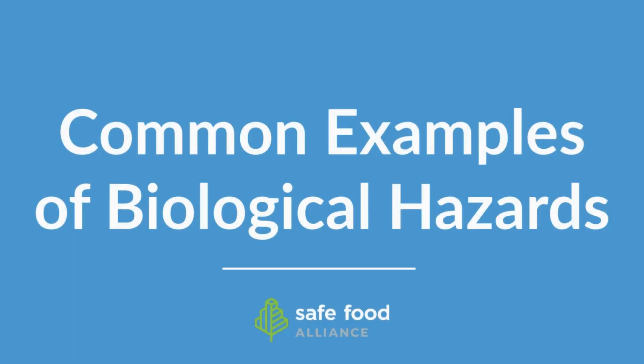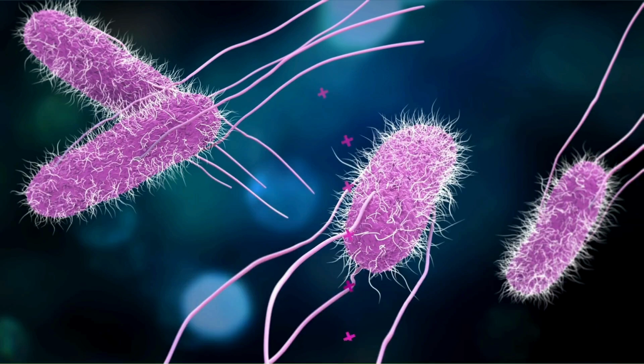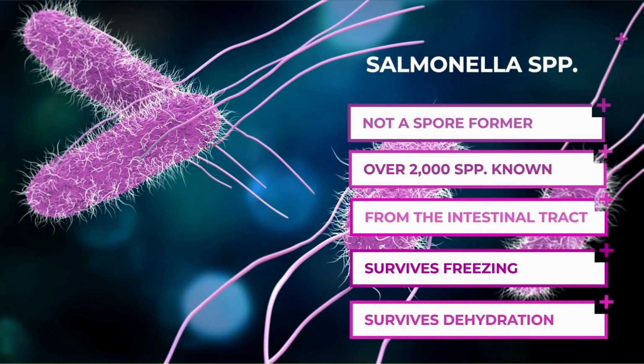And now, a few common examples. It is not a spore former, so we don't have to worry about those really heat-resistant seed-like structures. There are over 2,000 different species or serotypes known, many of them identified by where they were initially isolated. It is commonly found in the intestinal tract of warm-blooded animals, humans, insects, a variety of different creatures, but it can also occur very well in the environment, and it survives freezing and dehydration extremely well.